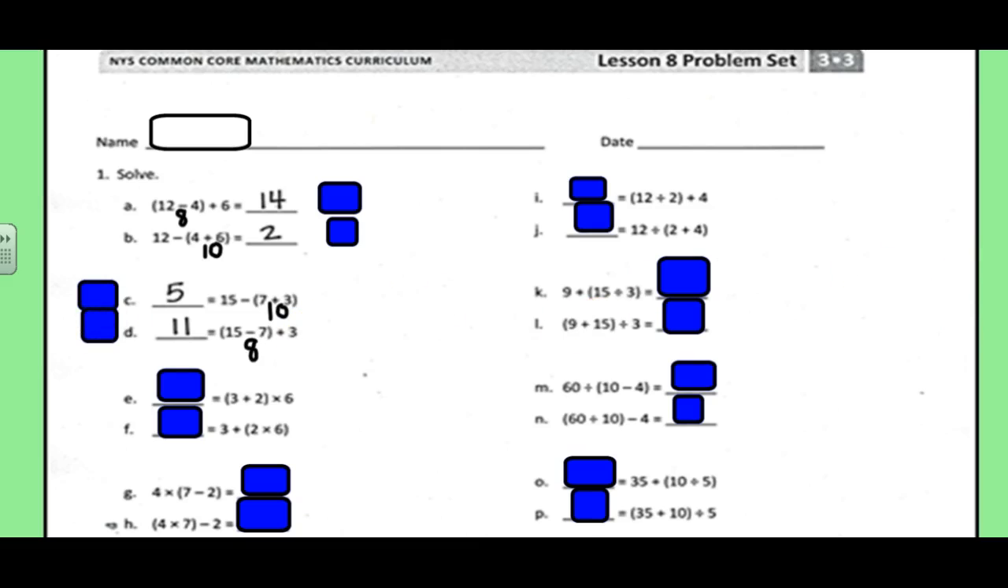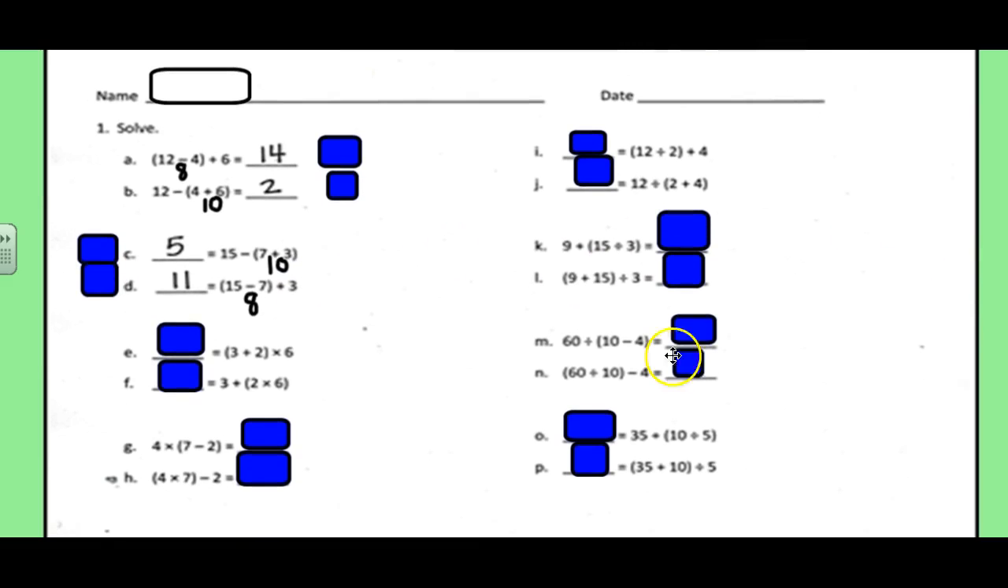So what I want you to do is I want you to go and finish E, F, G, H on this side, and then I want you to come over here and do I, J, K, L, M, N, O, P. And I want you to push pause to complete all of these. And then whenever you are finished, push play so you can check your answers.